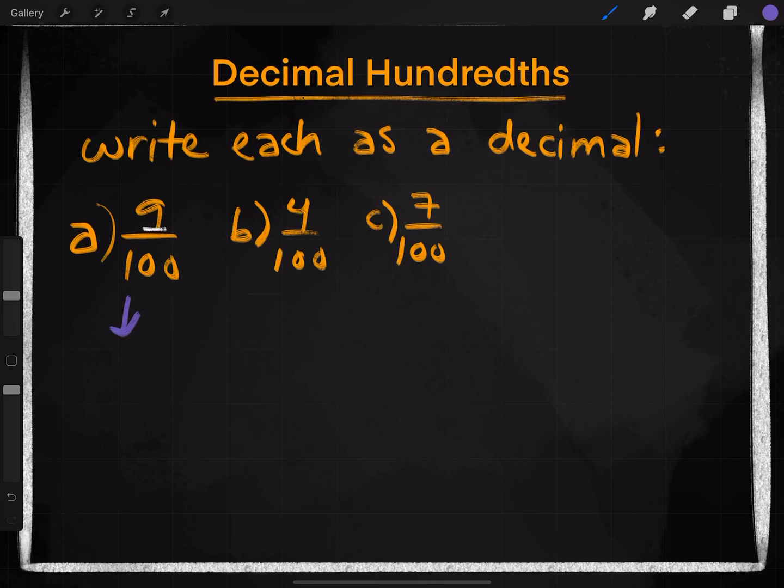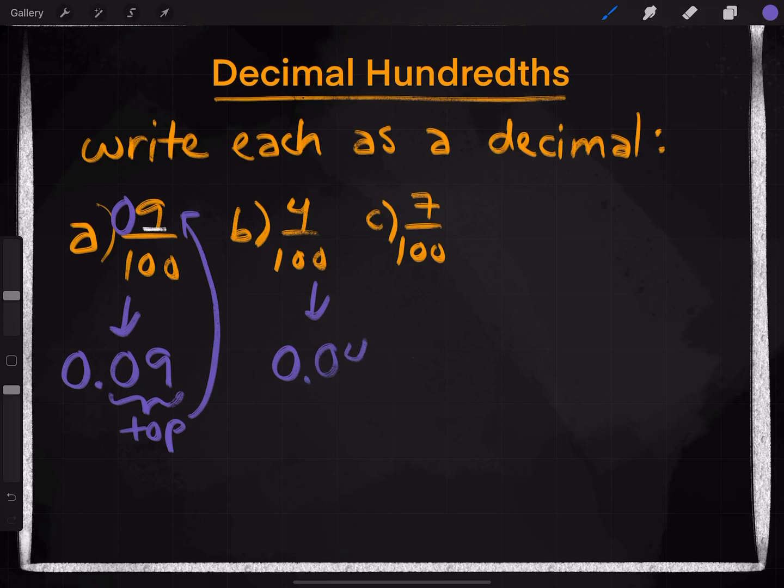So here we have 9 out of 100, so I'll write 0.09, because this is like the top of the fraction. And if there is just one digit, you can imagine a 0 is right there. So for part B, we'd write 0.04, because here's the top of our fraction. You can imagine a 0 there. And for part C, we'd write 0.07.